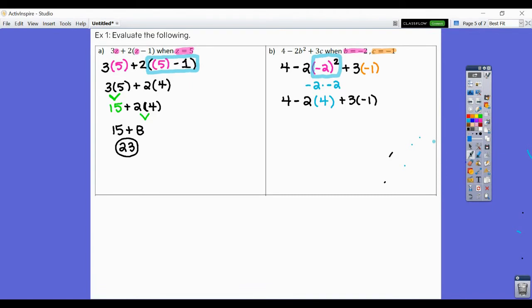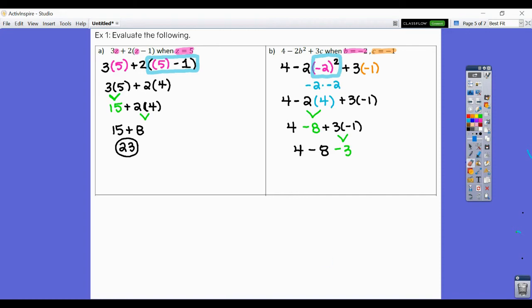From here, do your multiplication left to right. So the first multiplication I have on the left is negative 2 times 4. Negative 2 times 4 here is going to be a negative 8. And then bring everything else down: the 4 in front of it and the plus 3 times negative 1 after it. Now the only multiplication I have left is 3 times negative 1, which will become a negative 3. Write everything else in front of it just as is because we did not do anything with those numbers yet.